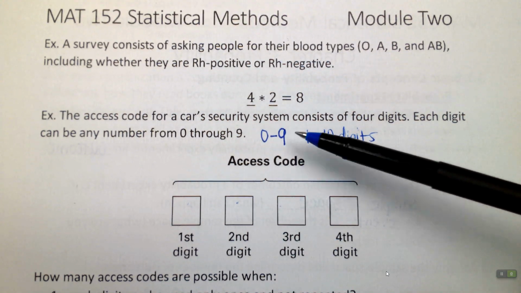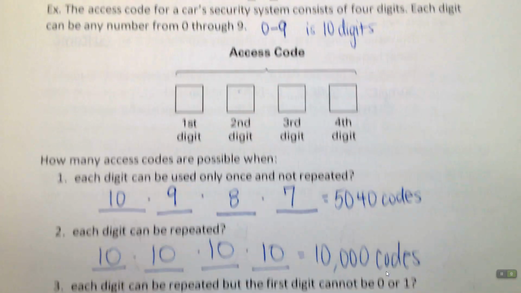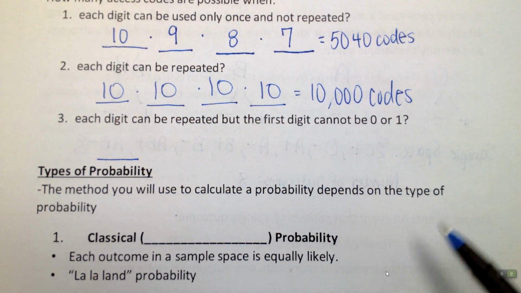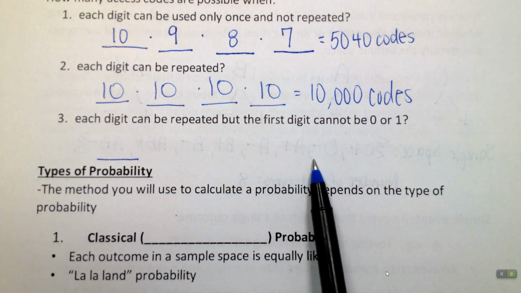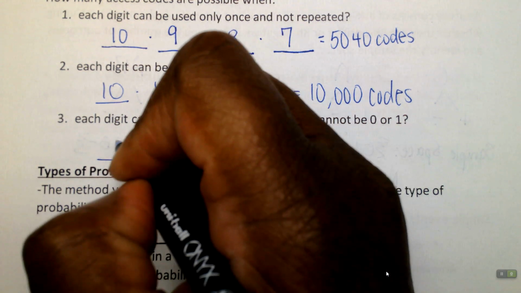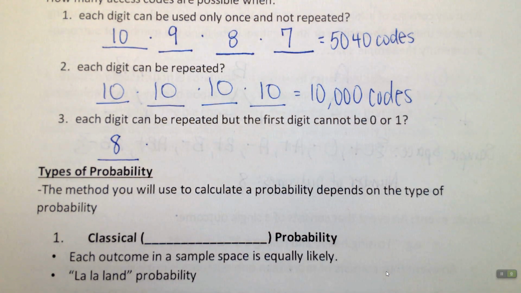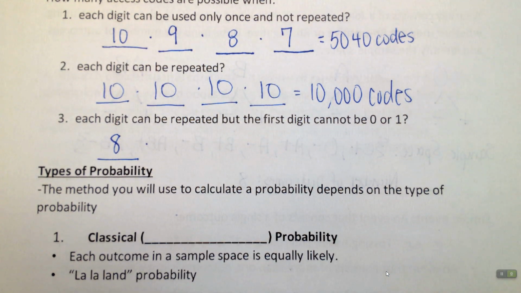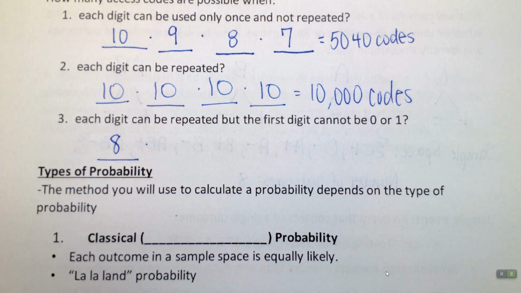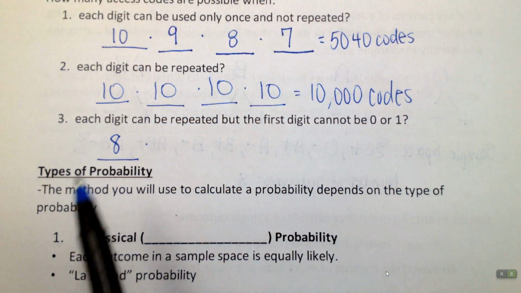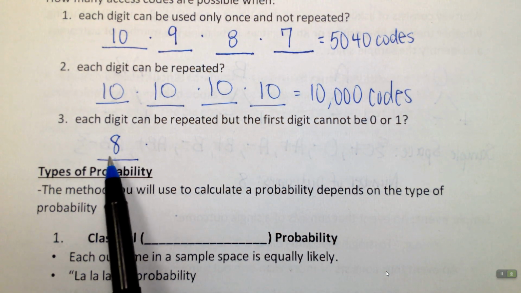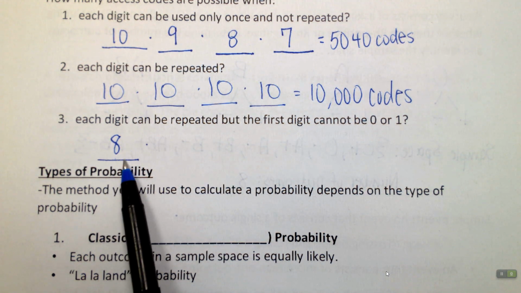But they told me I can't use 0 and I can't use 1. So what do I have left? 2, 3, 4, 5, 6, 7, 8, 9. So those are 8 numbers. So remember, you want to count how many possibilities you have. Just move my table. So I can't use 0 or 1. So I have 8 possibilities.